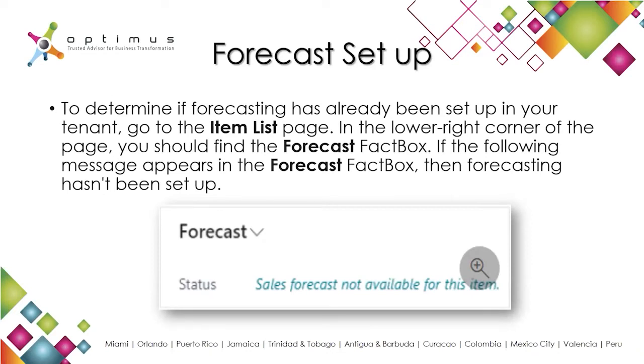First of all, to determine if a forecast has already been set up in your tenant, in Business Central, we're going to check the item list. I'm going to show everything that I'm going to explain in the demo, right? Just to mention it, because I don't know if currently within your Business Central, if you open it and see this message, this means that we might need to connect it. So the first thing is actually just reviewing if you have it available or not.